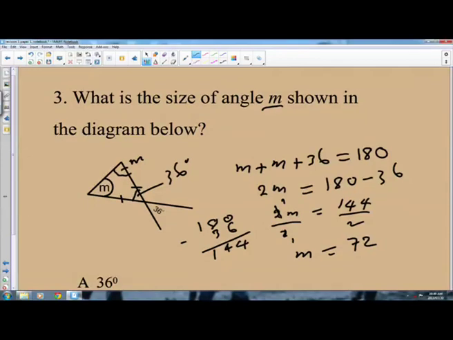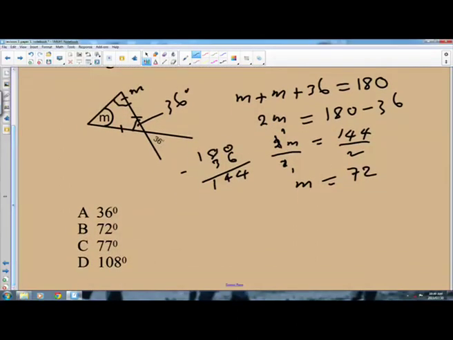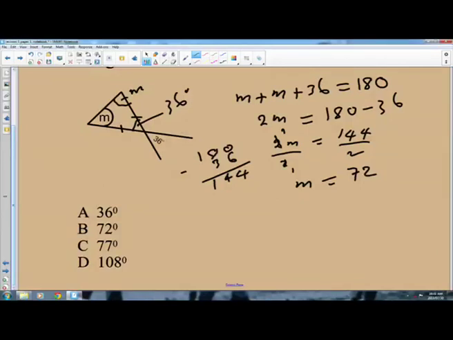You go to your alternatives and then check. Do you have 72 in the alternatives given? The first alternative there is 36 degrees. Be careful there. M is not equal to 36, so alternative A is not correct. B, 72 degrees. That's what we got. So our answer is B. Remember to circle it, because this is a multiple choice question. You need to indicate your answer by circling the correct answer. So we have to circle B here, because that's what we got upon calculating.